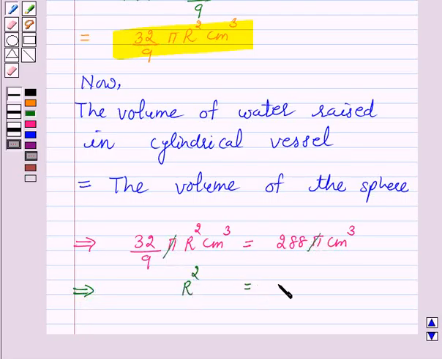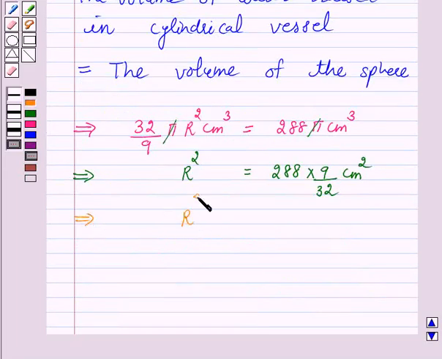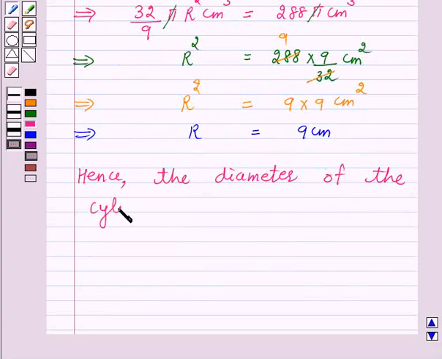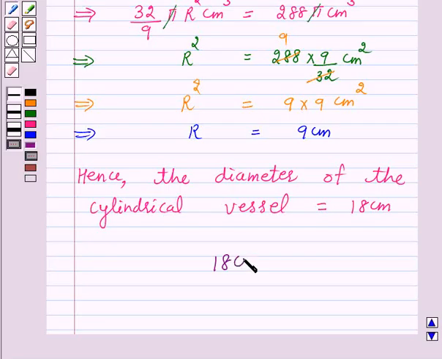This implies r square is equal to 288 into 9 over 32 centimeter square. Again, this implies r square is equal to 9 into 9 centimeter square, and this implies r is equal to 9 centimeter. Hence, the diameter of the cylindrical vessel is equal to 18 centimeter. So 18 centimeter is the answer for the above question.